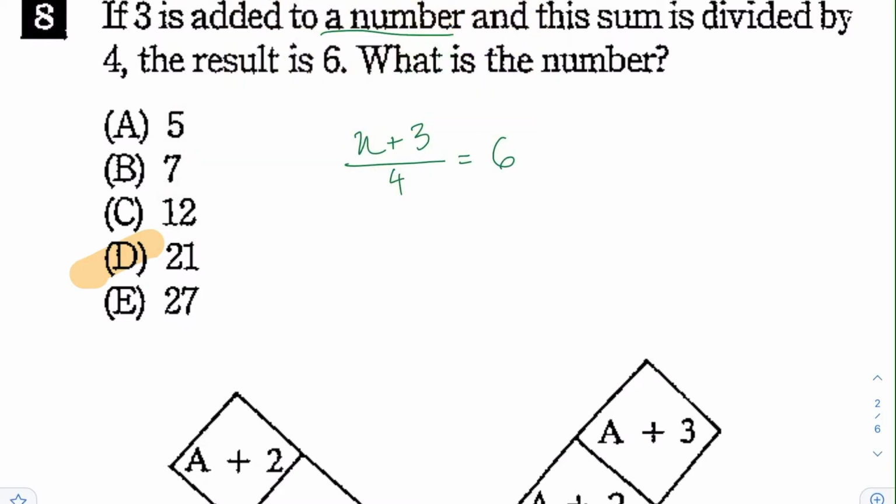To solve this, you would have to multiply both sides by 4 to cancel out the denominator, and that'll give you n plus 3 is equal to 6 times 4, or 24. And if you subtract 3 on both sides, you get that n is equal to 21. That's choice D.